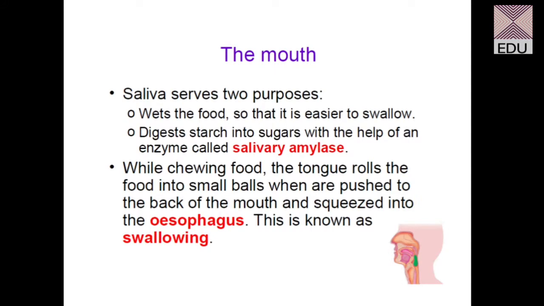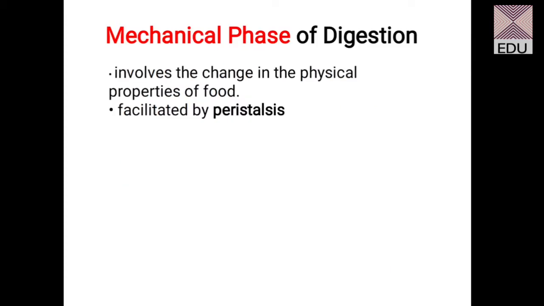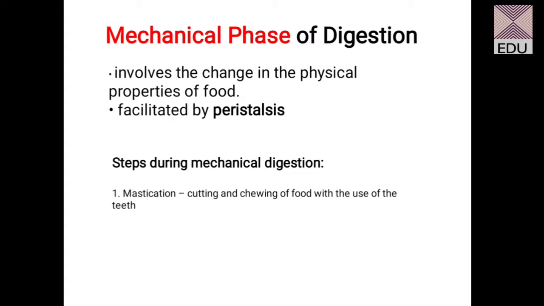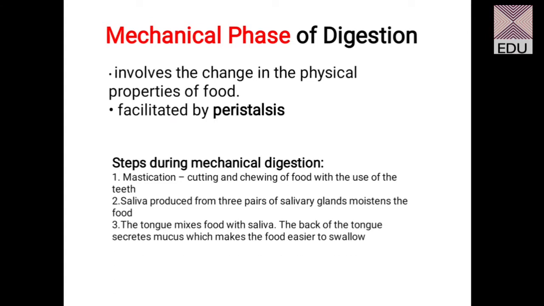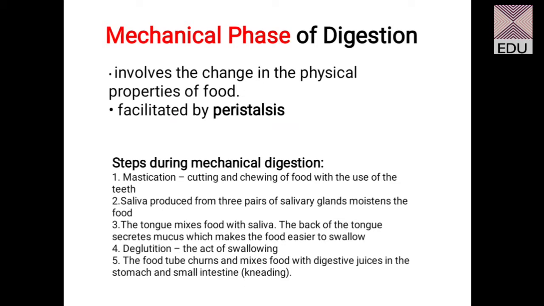Now, in the second stage, the food passes from the pharynx into the esophagus. Here you can see these are the steps of mechanical digestion. The mastication is the cutting and chewing of food with the use of teeth. Then saliva is produced and poured onto it. The tongue mixes the food with the saliva, and it is swallowed. Then we have the deglutition, the act of swallowing. Then the food tube churns and mixes the food with the digestive juices in the stomach and the small intestine. This is called kneading.